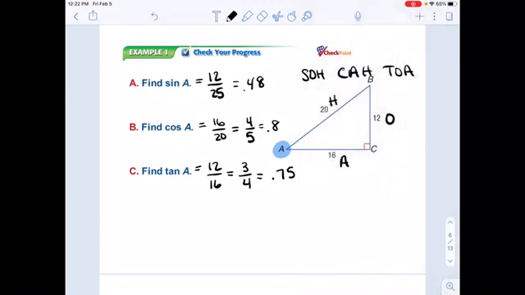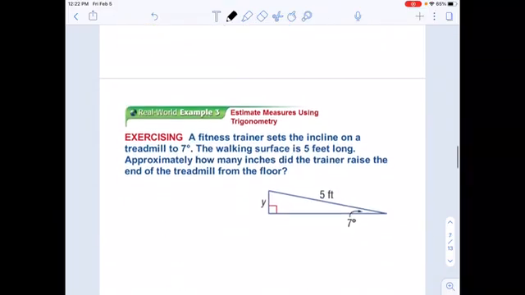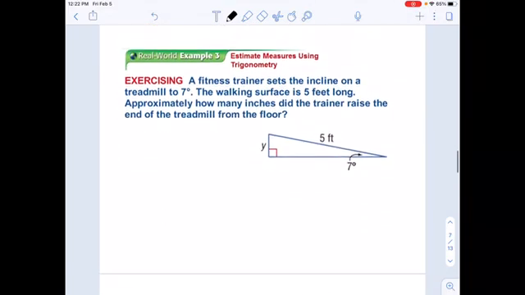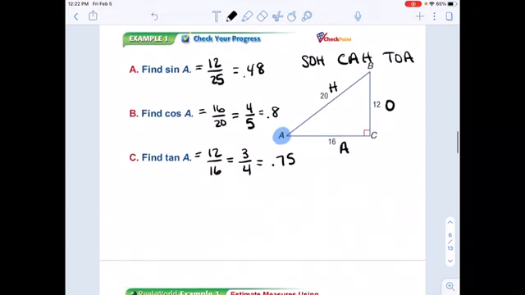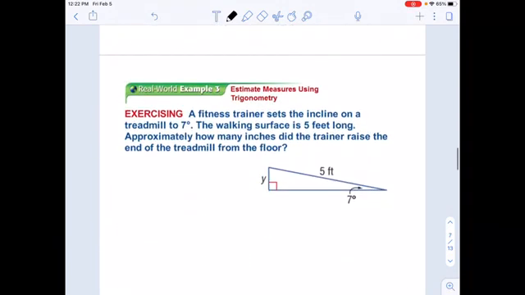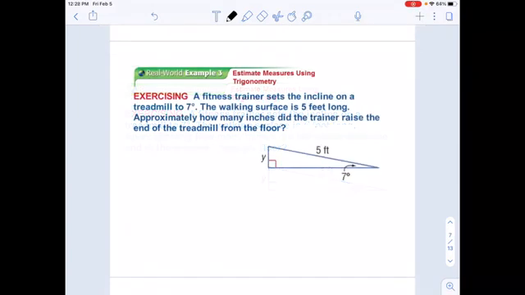And you're probably thinking, what is the point of writing these fractions out? Well, we can use it. So that was just getting us to remember SOHCAHTOA, figure out the ratios and things. Now we can solve using our sine, cosine, and tangent. A fitness trainer sets the incline on a treadmill to 7 degrees. The walking surface is 5 feet long. Approximately how many inches did the trainer raise the end of the treadmill from the floor?